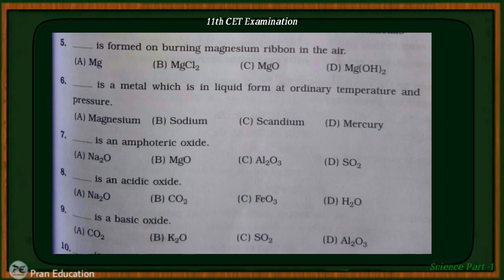Sixth, dash is a metal which is liquid at ordinary temperature and pressure. Options: A. Magnesium, B. Sodium, C. Scandium, D. Mercury. Correct option is option D. Mercury.